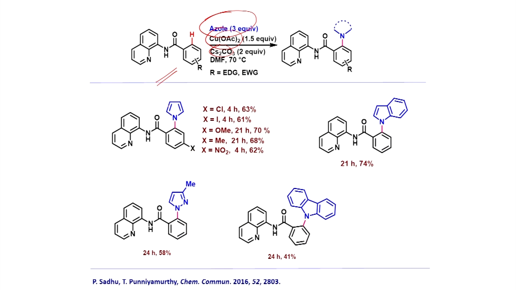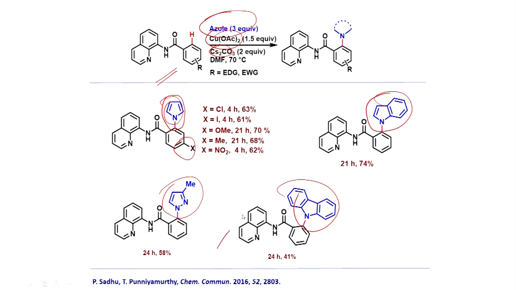And here, shown not only pyrrole, you can also introduce indole, carbazole and pyrazole, and they work very well. You can have a variety of other substituents, for example chloro, iodo, methoxy, methyl and nitro groups. The reaction works efficiently. If you look here, the reaction always takes place at the ortho CH bond, which is less reactive compared to the carbon halogen bond. However, here the activation of the CH bond takes place, then this azole coupling occurs, and this is some of the examples.